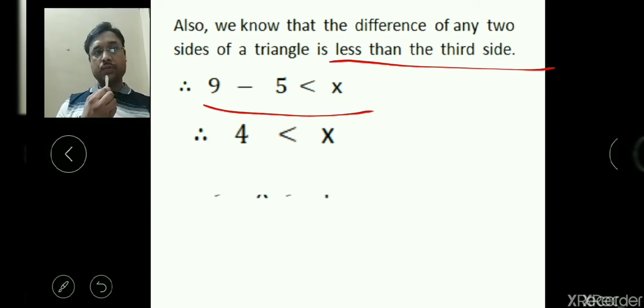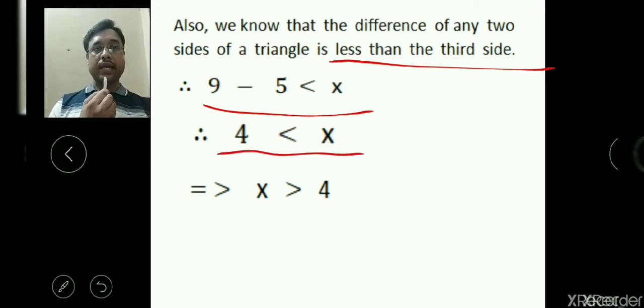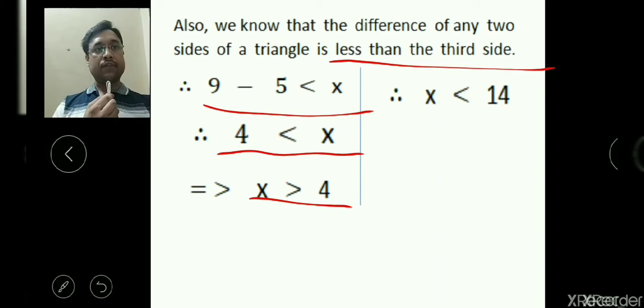So ultimately we are getting that 4 is less than x, that means x is greater than 4. This statement means this only: 4 is less than x, that means x is greater than 4. Then, combining both the statements, the previous one and this one, first we have got that x is less than 14.